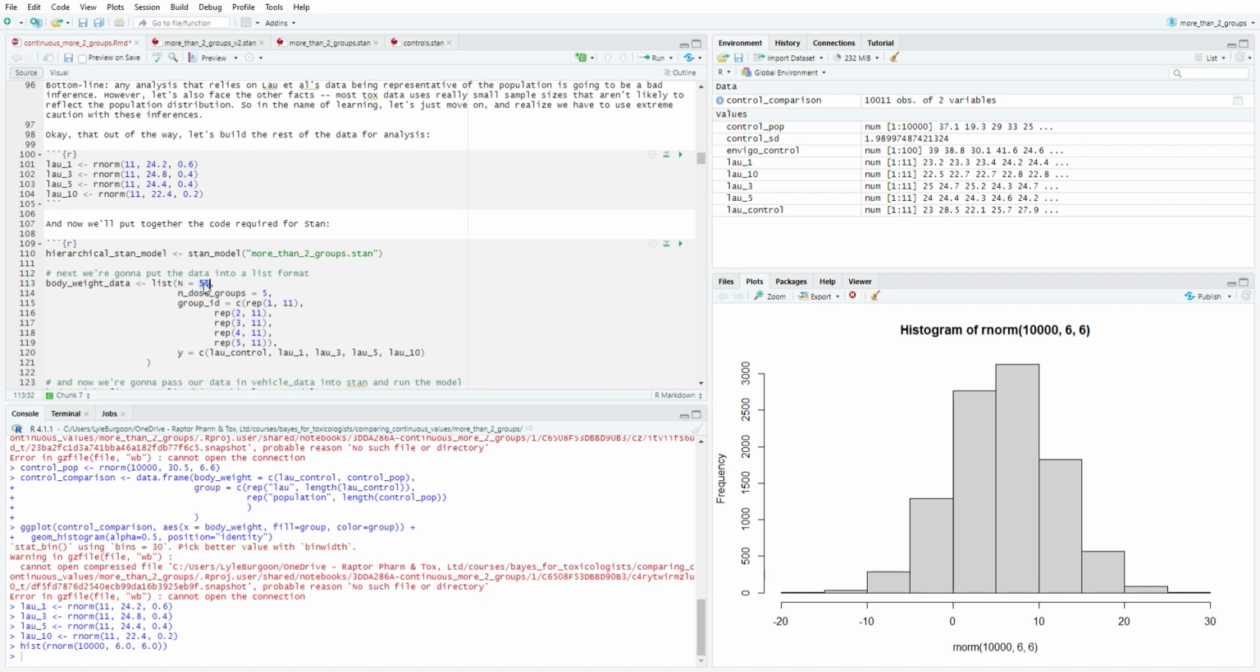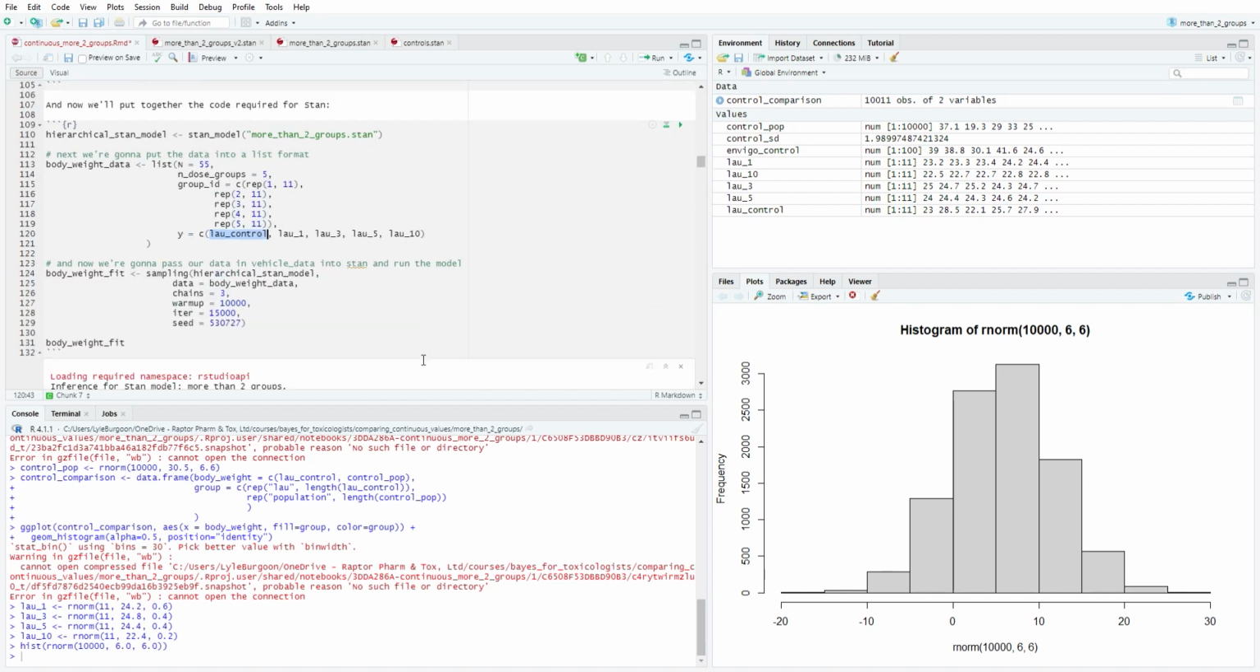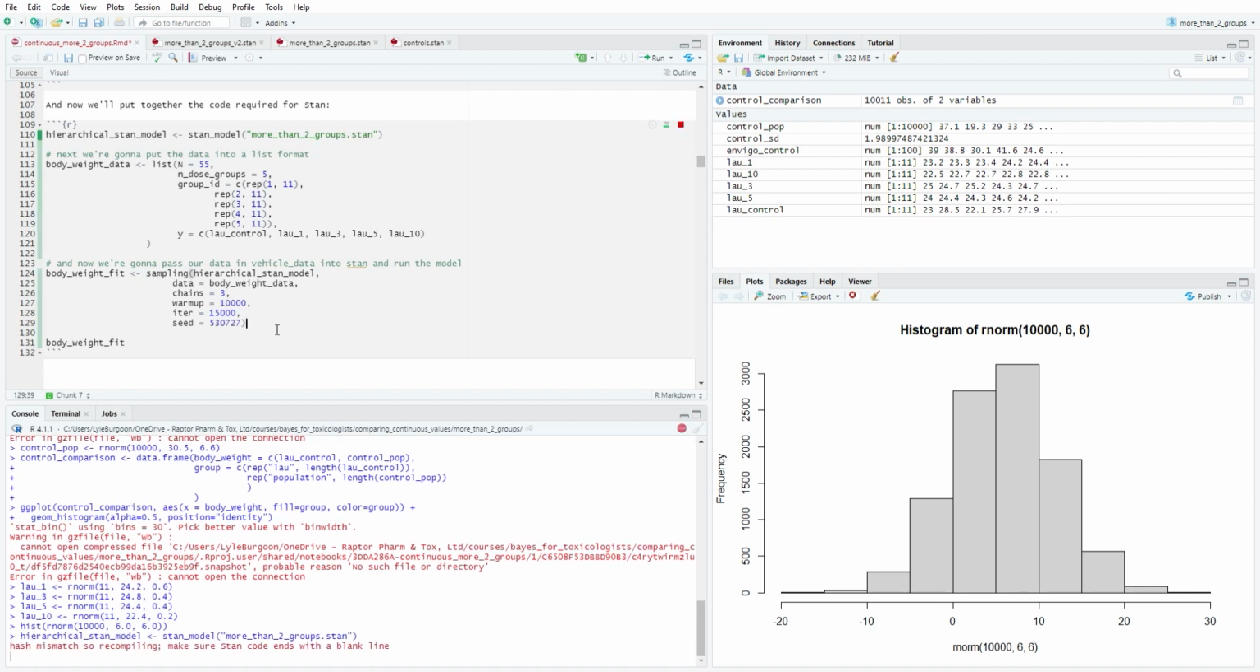So what we're looking at here is the number of observations, which is 55 because we have 5 groups, 11 per group. There's 5 dose groups, 4 PFO groups plus 1 control. And then this is the data. We have the control, 1 mg per kg, 3 mg per kg, 5 mg per kg, and then 10 mg per kg. This is the standard stuff for running the model. So we'll go ahead and start that off, and we'll wait a little bit while it compiles.